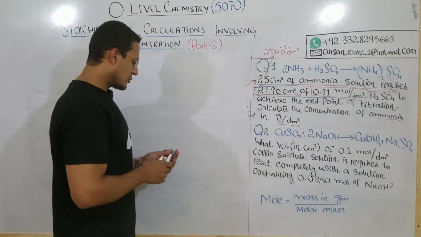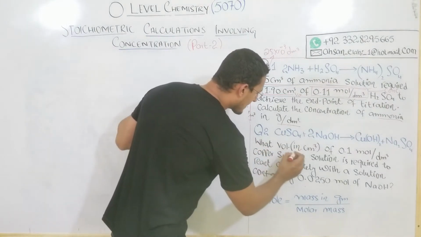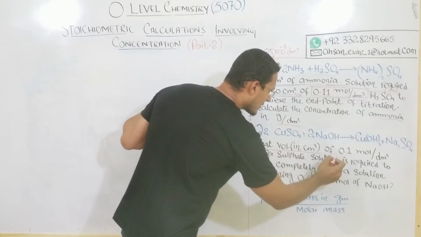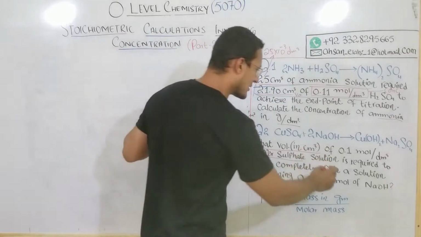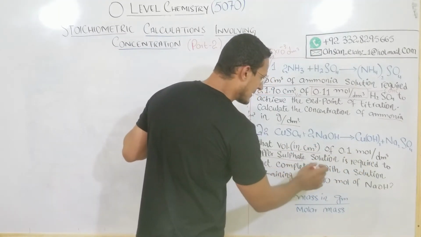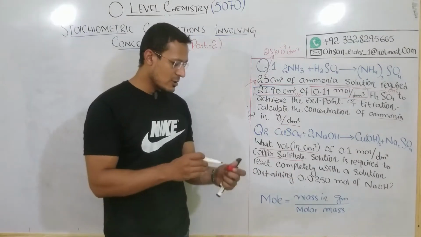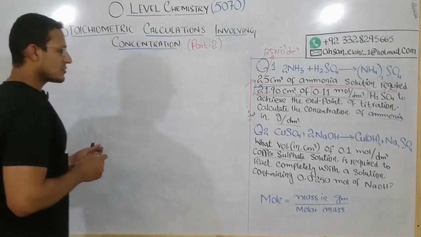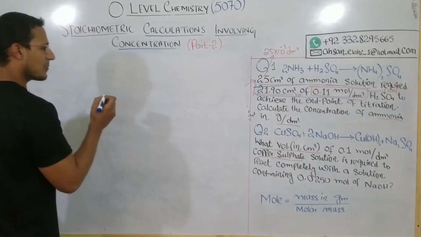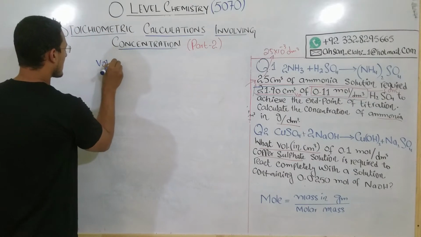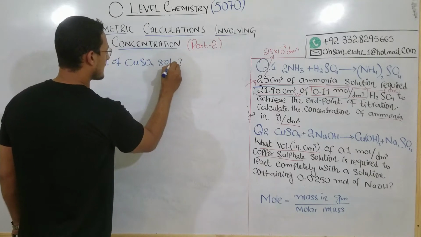So, in question number 2, what volume in centimeter cube of 0.1 mole per dm cube copper sulfate solution is required to react completely with a solution containing 0.0250 mole of sodium hydroxide? So, students, we have to find the volume of copper sulfate solution. This one we have to find.